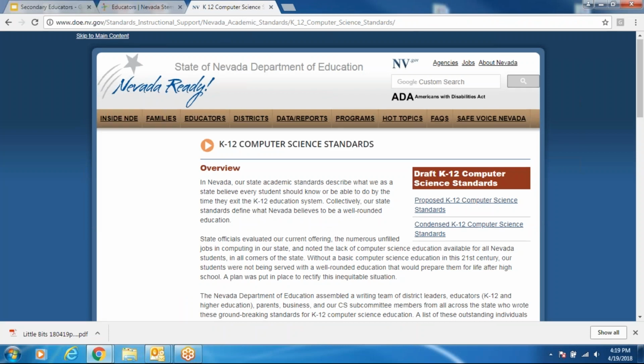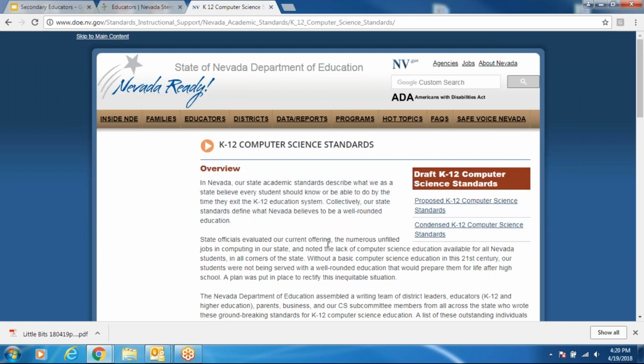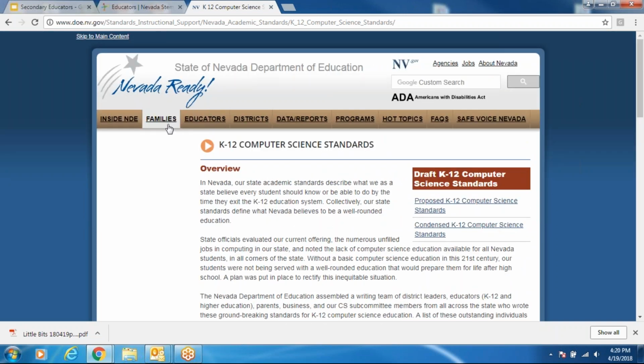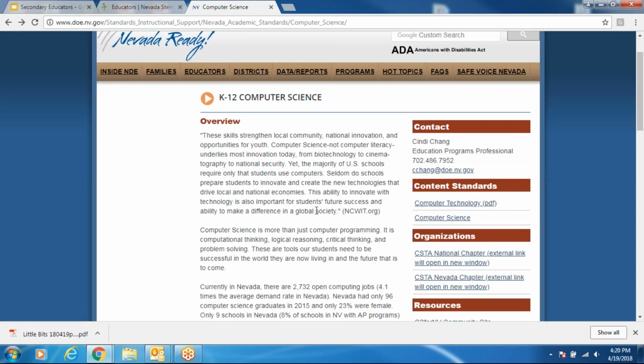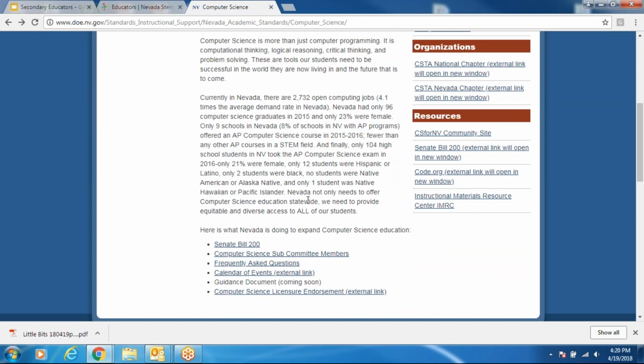So if you go to the department site, Educators, Nevada Academic Content Standards, and then choose Computer Science, you'll get to this page. This is actually the standards page, so let me go back one page for you. Here we go. So it'll look like this. So it's got my information. We have the content standards for computer science and for computer technology, and then other links there.